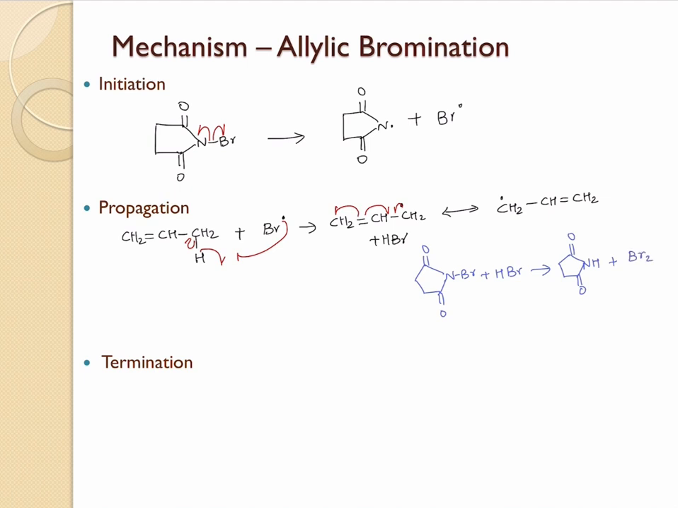So our formed allyl radical is going to react with a bromine molecule, where the weaker sigma bond between the bromine and bromine is going to break, and it's going to try to form a bond between carbon and bromine.